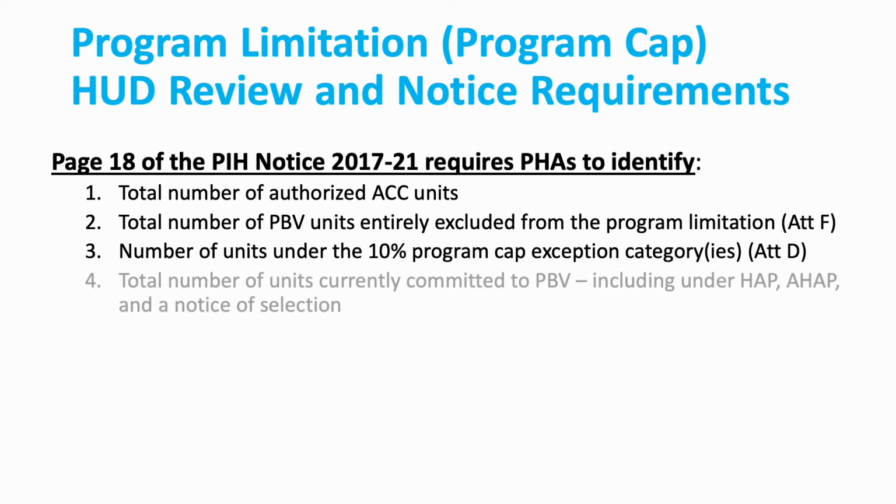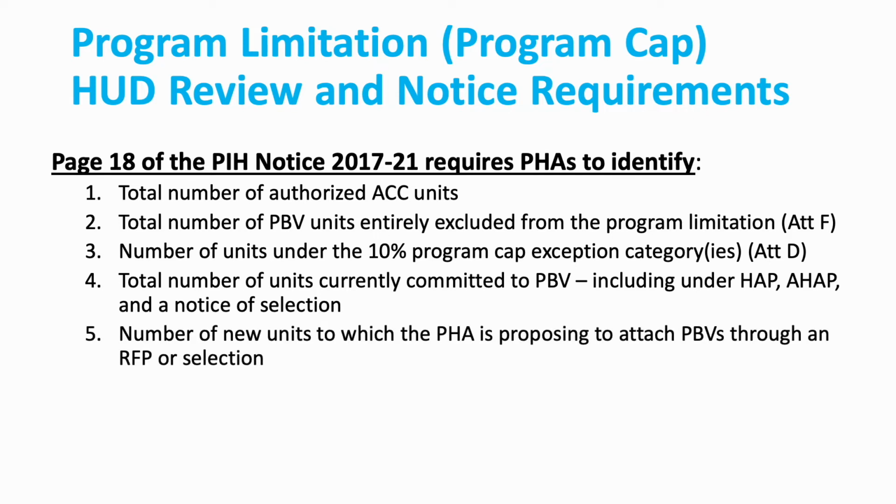And fourth, you must include the number of units that are currently committed to PBV, including all forms of commitment under HAP and AHAP, which should also be reported in VMS. That also includes anything that's in the pipeline, where you've provided a notice of selection, but you may not have a HAP on those units yet. Last, you must include the number of new units to which the PHA is proposing to project base through an RFP or selection.